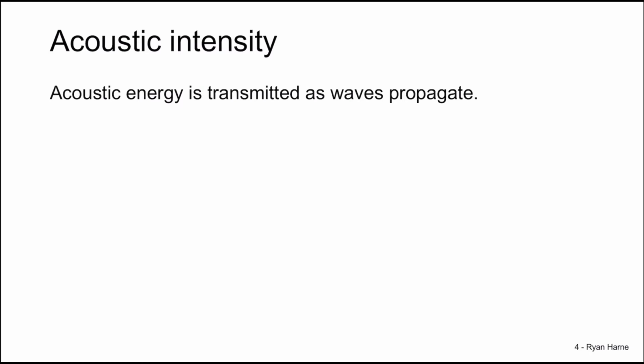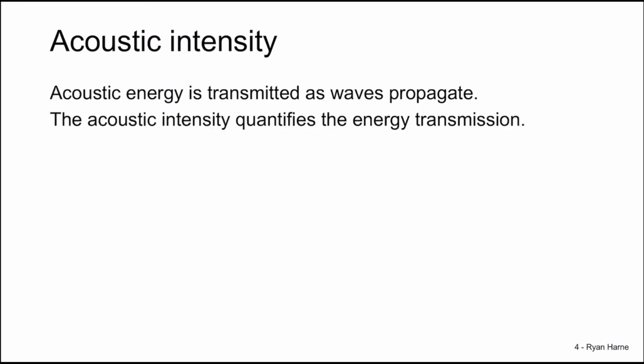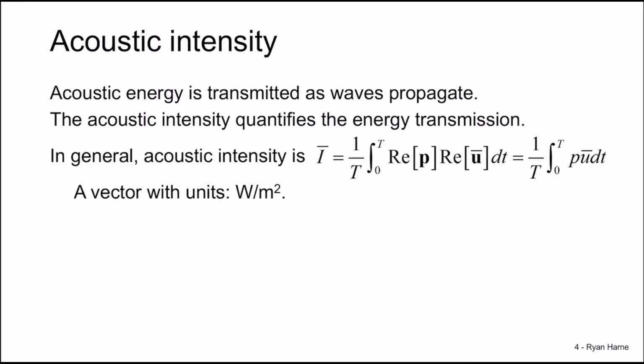Let's introduce another acoustic quantity that's especially relevant for spherical waves. This is called the acoustic intensity. So we haven't introduced energy metrics yet, but it's safe to assume, and it's important to know, that acoustic energy transmits when waves propagate, and the acoustic intensity quantifies this energy transmission. In general, acoustic intensity, which we'll denote as capital I, is a vector, and that's why we use this overbar notation. It's a time average of the real component of acoustic pressure multiplied by the real component of particle velocity. The units when we work this out are watts per meter squared, so it's an energy quantity, specifically energy per area.